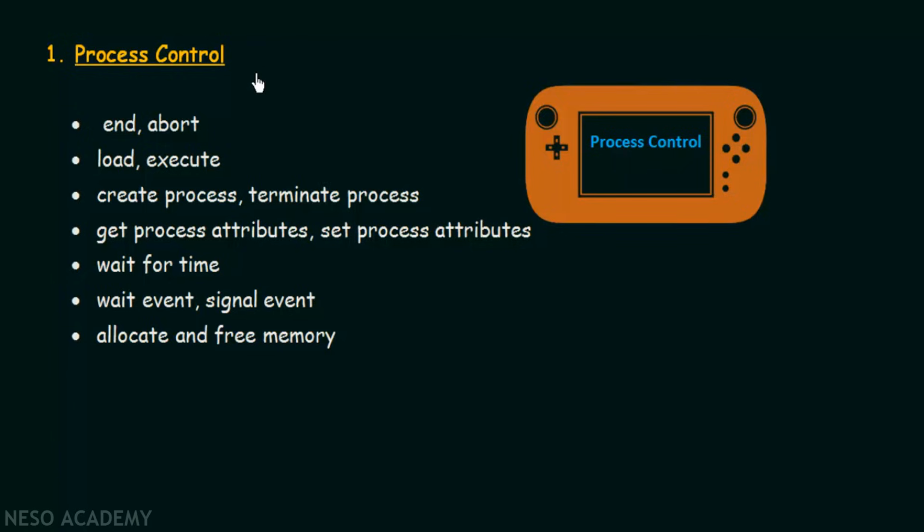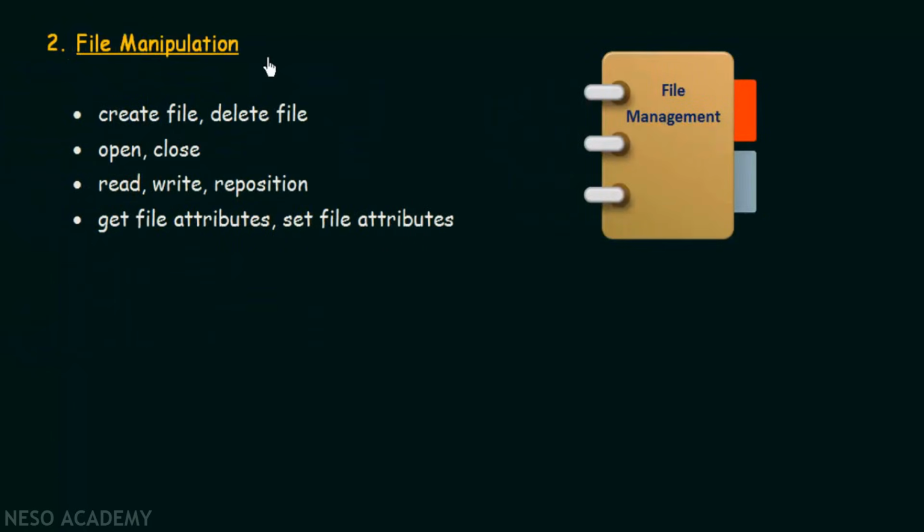Alright, so now let's go to the second one, which is file manipulation or file management. These are the system calls that are used for manipulating or managing your files. For example, we have create file and delete file, used for creating and deleting files. Then we have open and close, for opening and closing files. Then we have read, write and reposition. Then we have get file attributes and set file attributes.